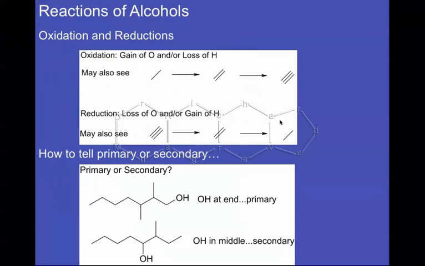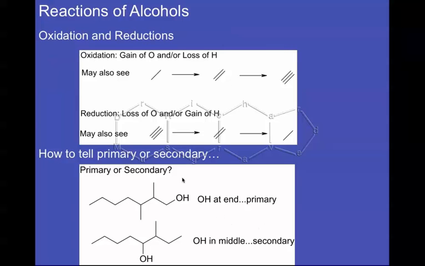Well, we're going to be talking about the oxidation of alcohols. And as I mentioned earlier, oxidation can be defined as gain of oxygen and/or loss of hydrogen. And we may also see an increase in bond order going from single to double to triple. In this case, what we'll be seeing is a single to double transition for the oxidation of alcohols.